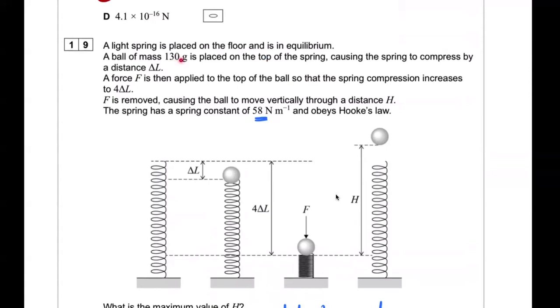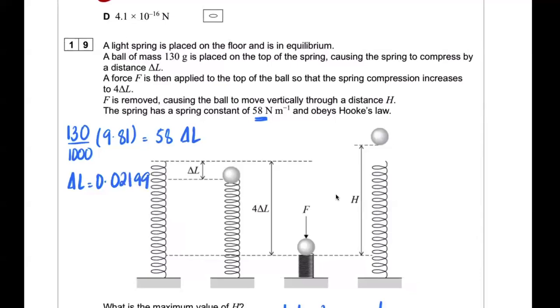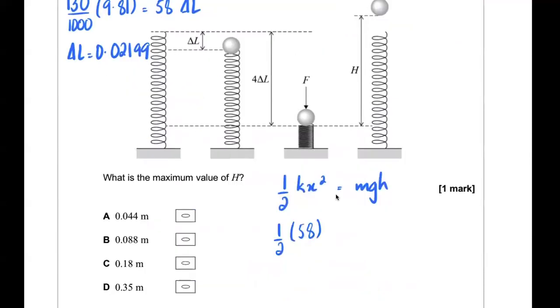So I know that when the mass of 130 grams is placed, the distance is delta L, so I can figure out the extension. So F is mg, so 130 over 1000 times 9.81. This is equal to k, which is 58 times delta L. So I can figure out delta L like this. So 130 divided by 1000 into 9.81 divided by 58. So delta L is 0.0219 meters, right? And this is 4 delta L. So this is 4 times this.